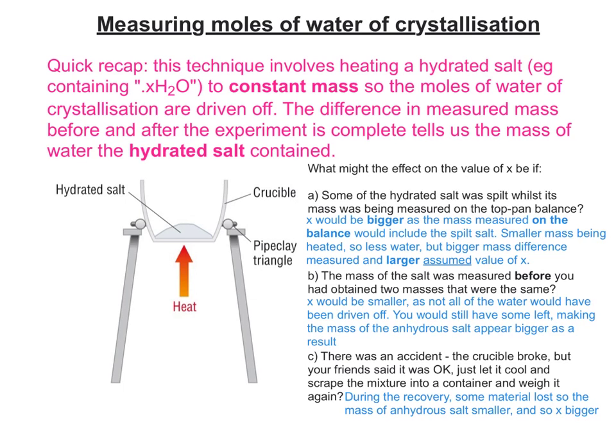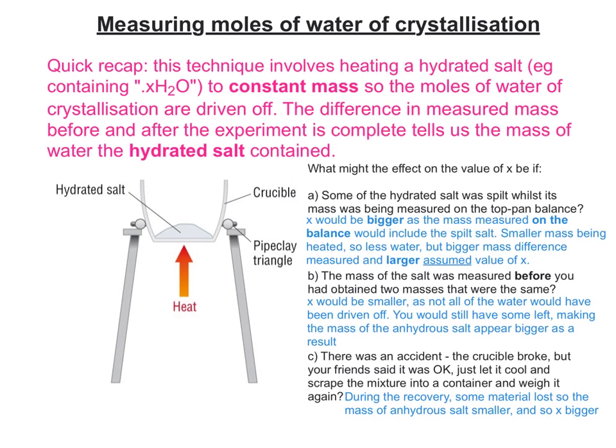So, having a look at these three examples, in the example where some of the hydrated salt was spilt while its mass was being measured on the top pan balance, the top pan balance will pick up not only the hydrated salt that's being measured in the weighing bottle, but also what's been spilt onto the actual pan of the top pan balance itself. So the result of this would be a smaller mass ends up in the crucible, so less mass of water is being measured by difference, but because the mass that you originally measured would be the total mass including the spilt salt left behind, that difference in mass would be assumed to be X. So this would make X bigger.